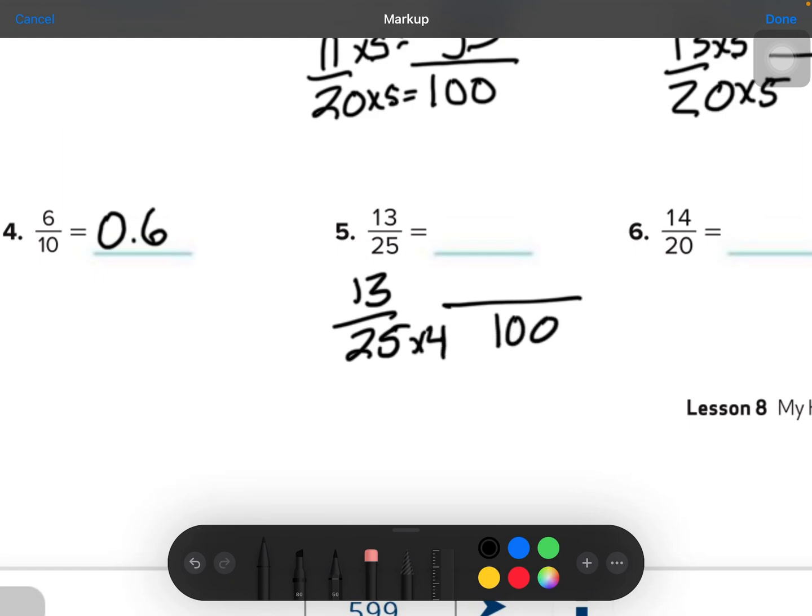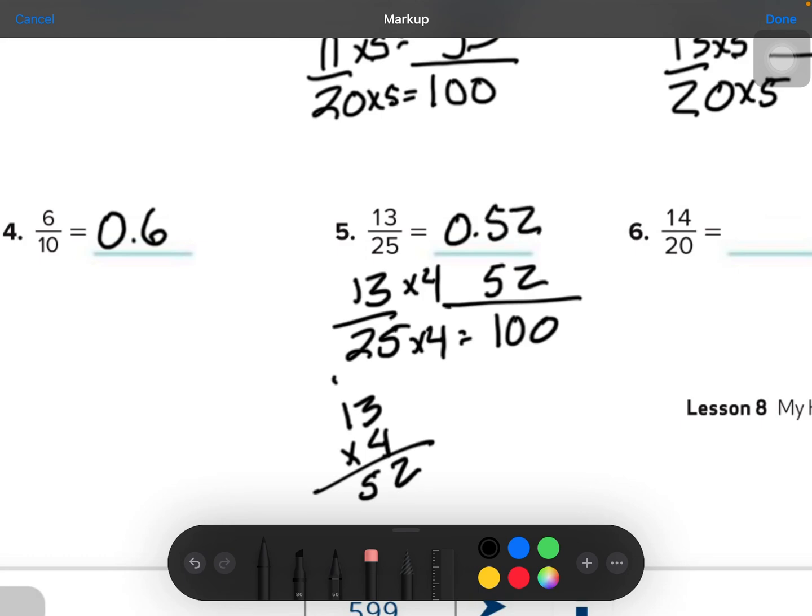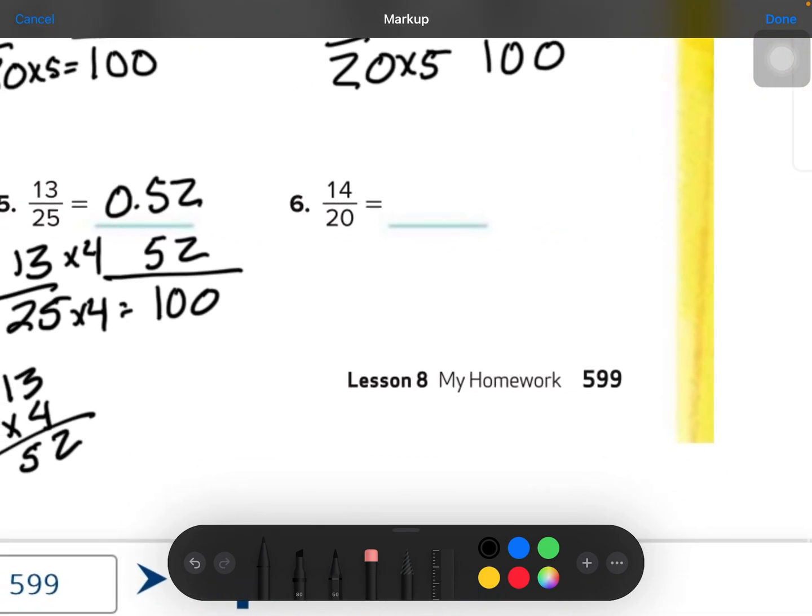13/25, equivalent probably to 100. There are 4 quarters in $1. So we need to multiply 13 times 4. 4 times 3 is 12. 4 times 1 is 4, plus 1 is 5. 52 hundredths. So 0 in the whole number position, 52 hundredths.